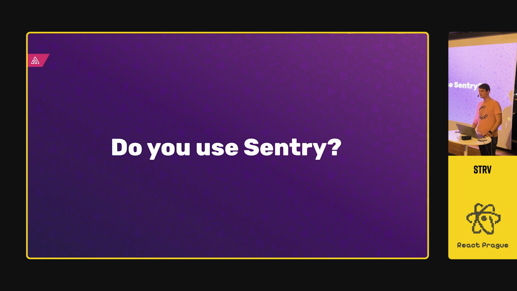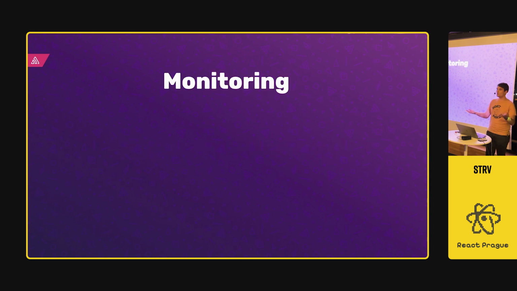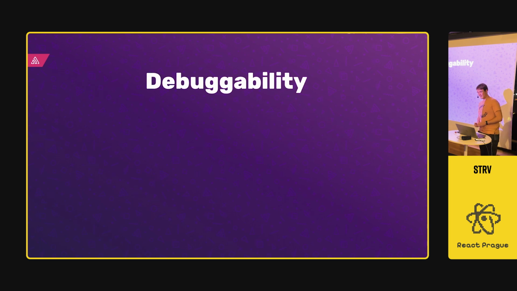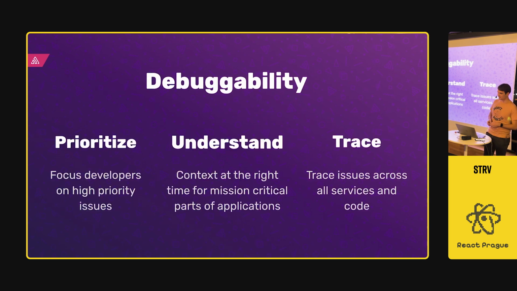And let's start with a generic topic, and that is what is monitoring, how Sentry views it, and then we take a look into a demo and example I have prepared here on my phone. So at Sentry, we actually don't use the word monitoring that much. We use a term called debuggability, and that has 3 pillars. It consists of prioritizing, understanding, and tracing.